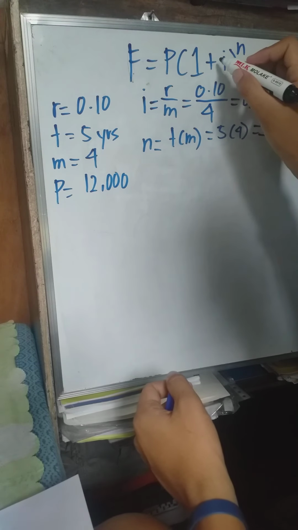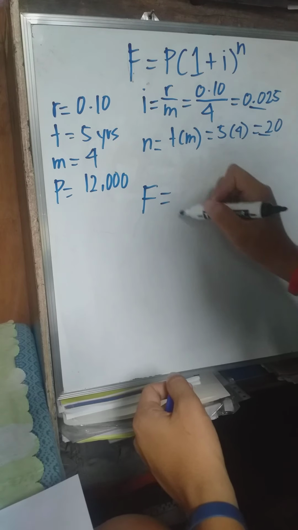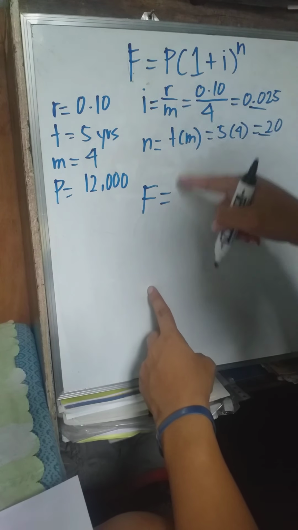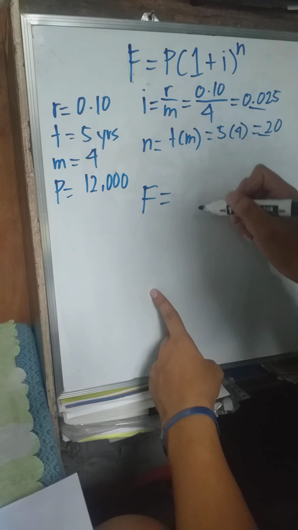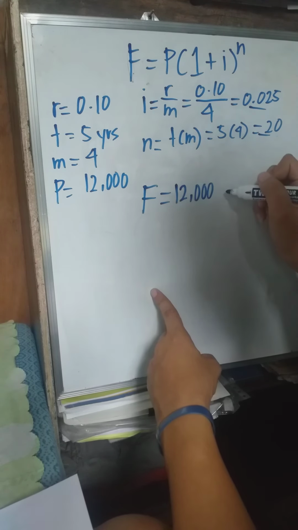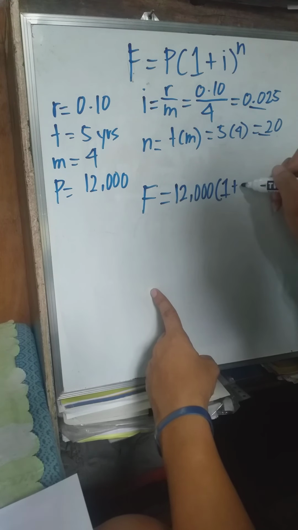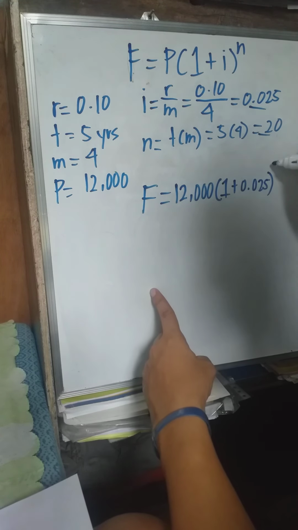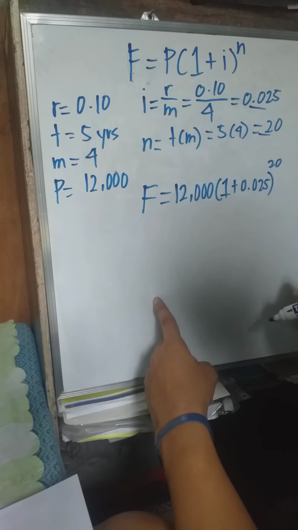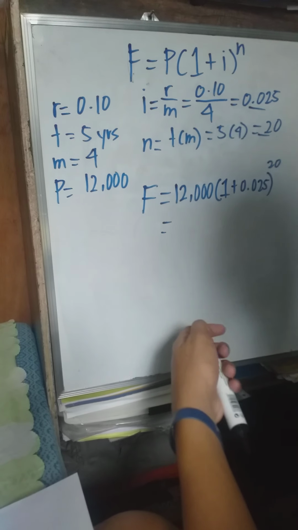So, let's substitute sa given formula. Ito. So, F, or the compound amount, is equal to P, that is $12,000, times the quantity of 1 plus 0.025, that is I, and then raised to N, which is 20. So, let's compute. Let's input this in our calculator.